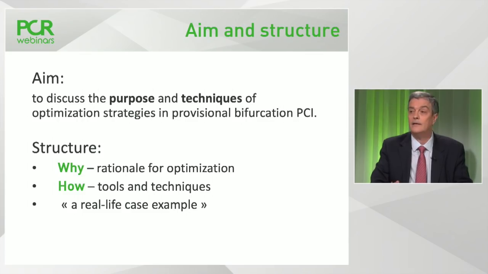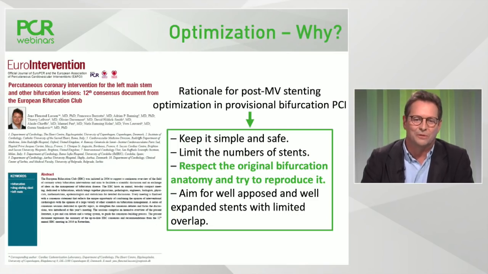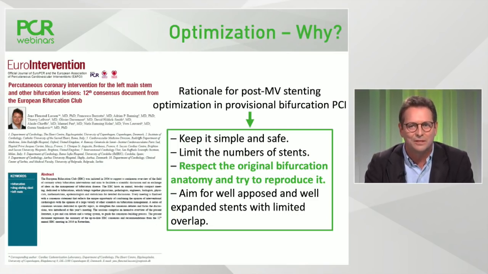So, Jens, you wrote the last article on consensus of EBC for bifurcation stenting. So, why do we actually need to perform optimization according to this specific group? Thank you very much for the question, Goran. I have to admit that I was only the one who did the writing. Actually, the essence of the consensus documents are built in the entire European Bifurcation Club community.